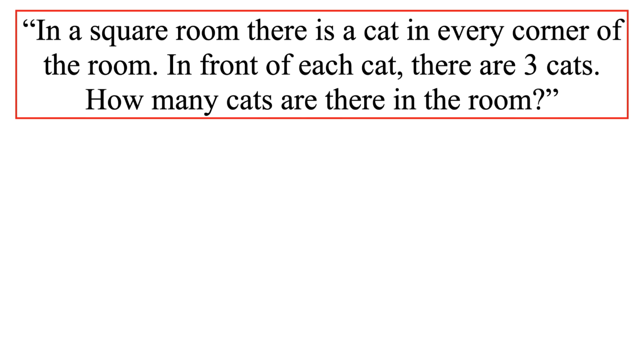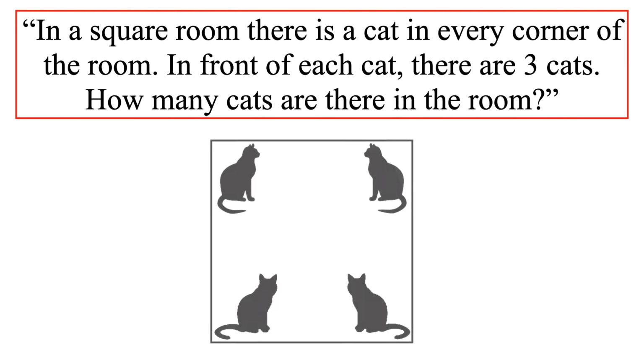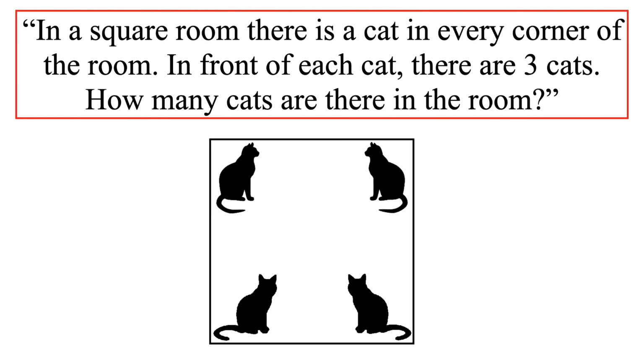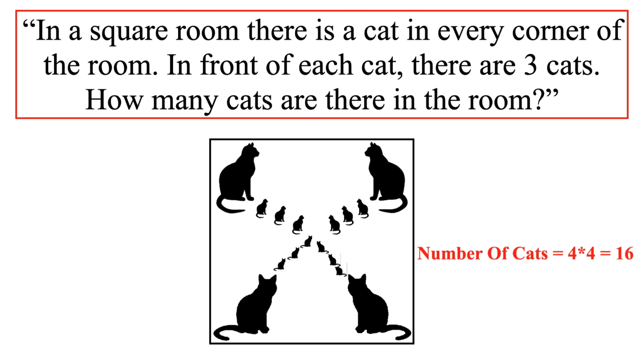There are multiple solutions for this riddle depending on the interpretation. If you read that there are 4 cats in the room and in front of each cat are another 3 cats, then it might lead you to the answer of 16. This is not correct. You will have reached this answer if you assumed that there were 3 cats in front of every cat in the corner. That would mean 4 cats in every corner, which is 4 into 4 equals 16. This is an incorrect answer. Let's understand the riddle properly to achieve the correct solution.